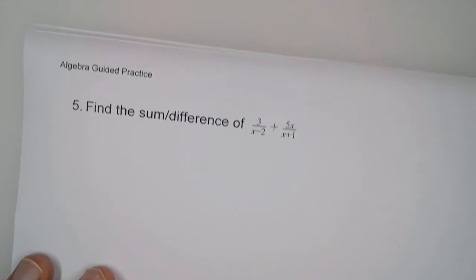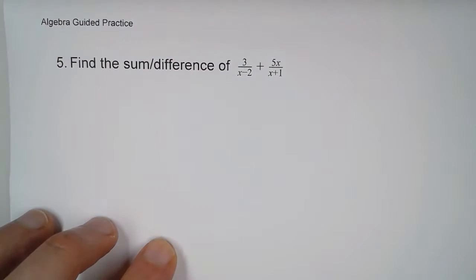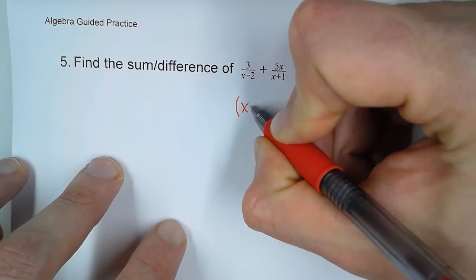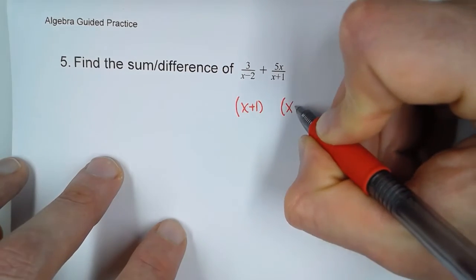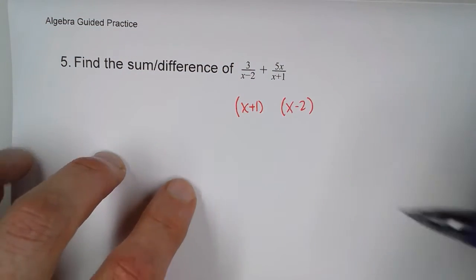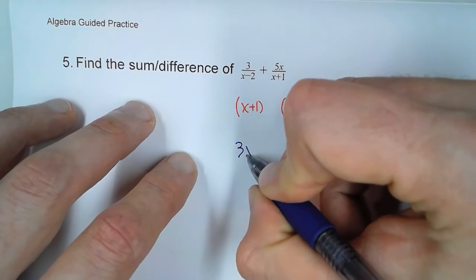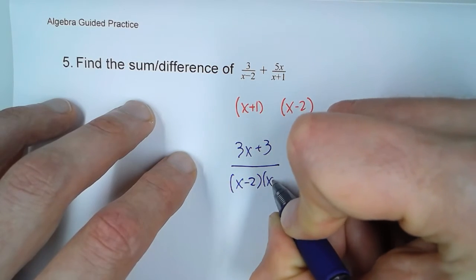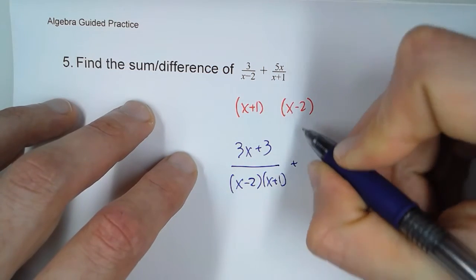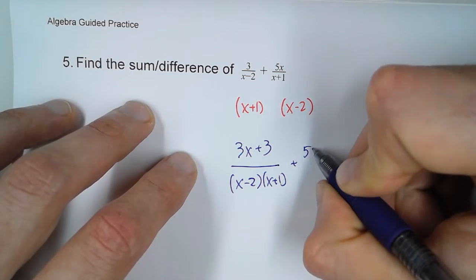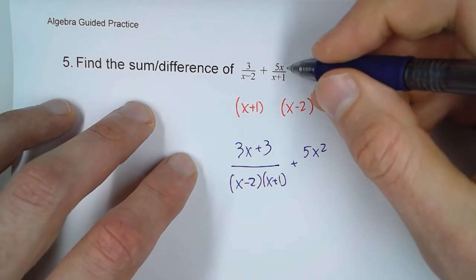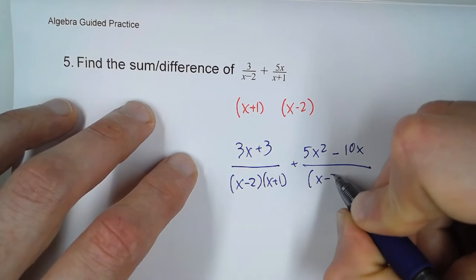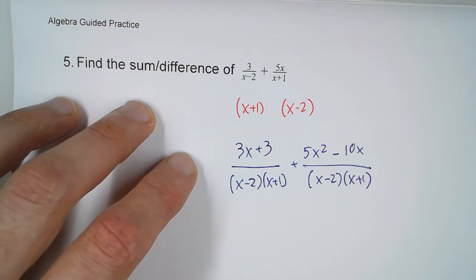For number 5, here we have two different factors, x minus 2 and x plus 1. So here we're going to multiply this by x plus 1. Here we're going to multiply this one by x minus 2. So for this one, we're going to have 3x plus 3 all over x minus 2 times x plus 1, leave it factored, plus 5x times x is 5x squared, minus negative 2 times 5x is minus 10x, all over, and we're going to leave it as x minus 2 times x plus 1.